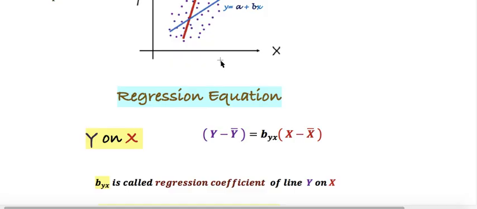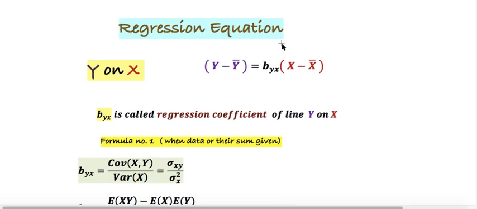The second point is how to find the equations. The regression equations: the first one is y on x. The formula for y on x is y minus y bar equals b_yx times (x minus x bar). Here y bar and x bar are the means of the y variable and x variable data, which can be found in the usual way. Now there is one more term, b_yx. This term is known as a regression coefficient, and this regression coefficient belongs to the y on x line. That's why y is written first and x later in the subscript. So this is the notation for the coefficient in the line of y on x.